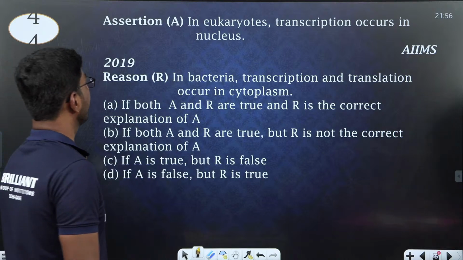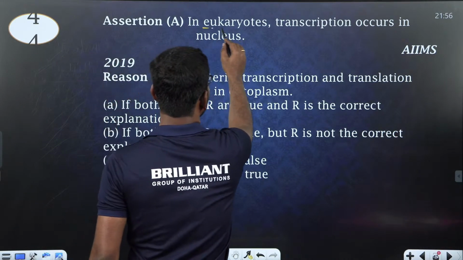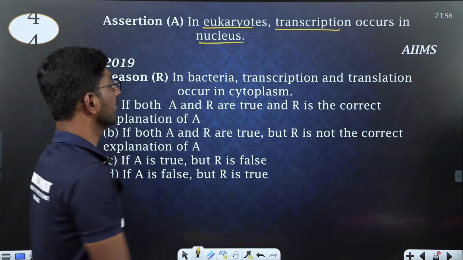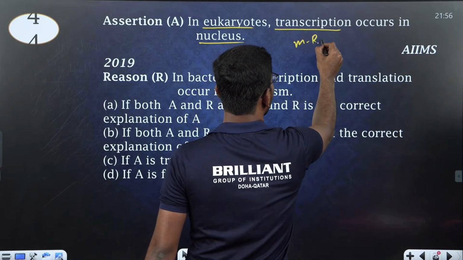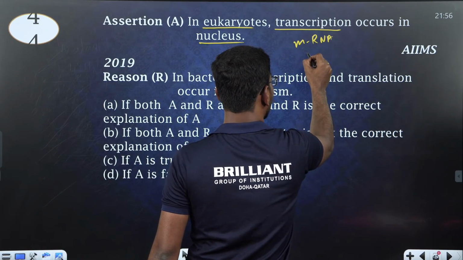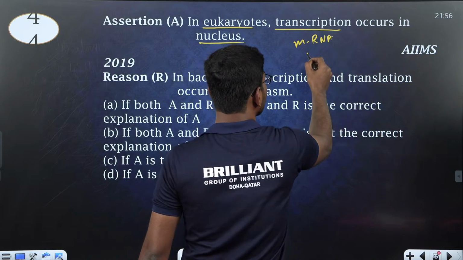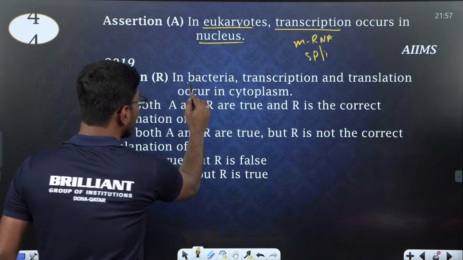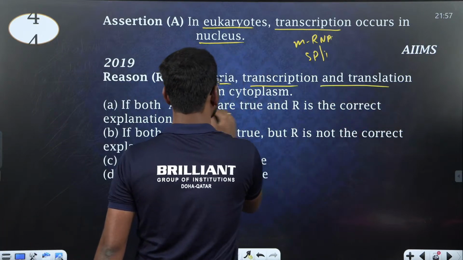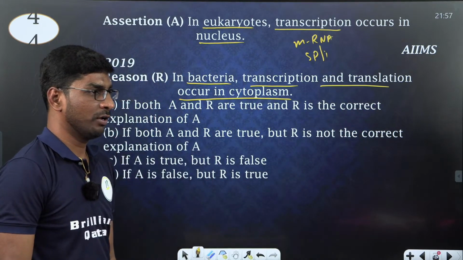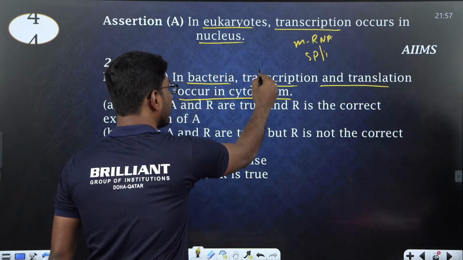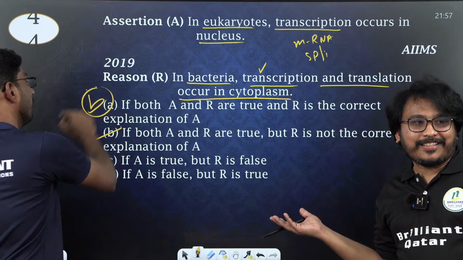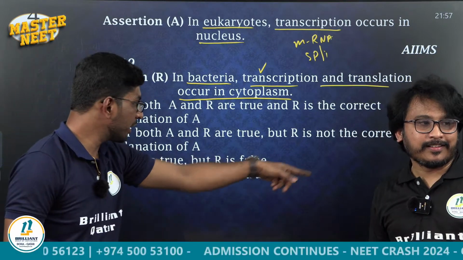Now look at here. In eukaryotes, transcription occurs in the nucleus. That means mRNA splicing, everything takes place in the nucleus. Correct. In bacteria, transcription and translation occur in cytoplasm. This statement is also correct. So both options are correct. Got my point? Go to the next question.